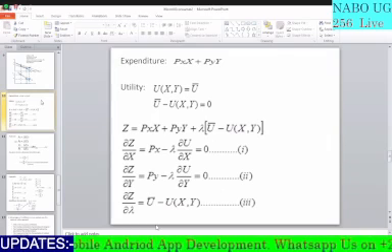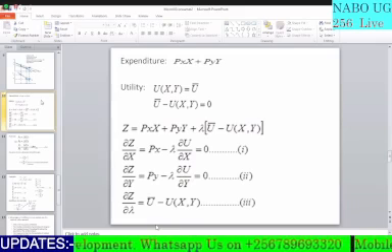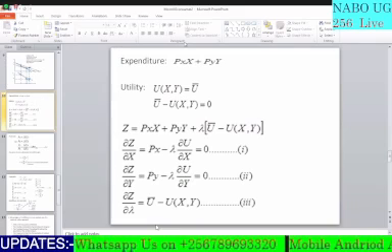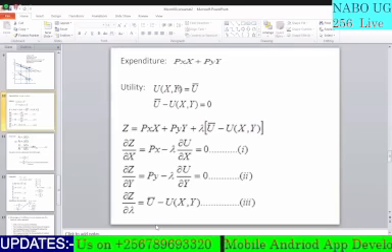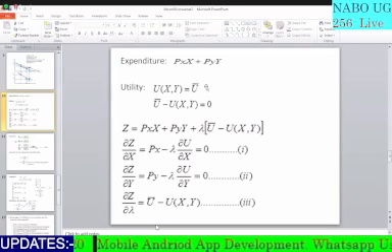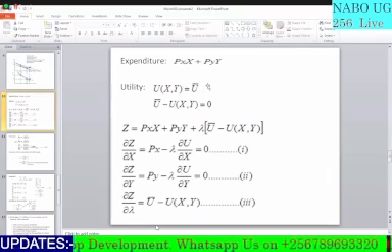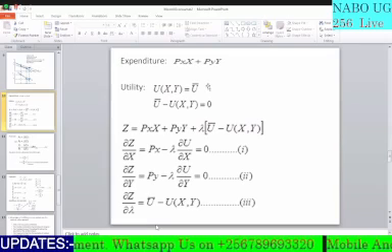Let's try to derive the compensated demand function. So we have our expenditure and the utility. Now utility is constant. Remember, we said the utility is constant. That's why I put a bar on top of the U to show that it is constant. So it is our constraint.